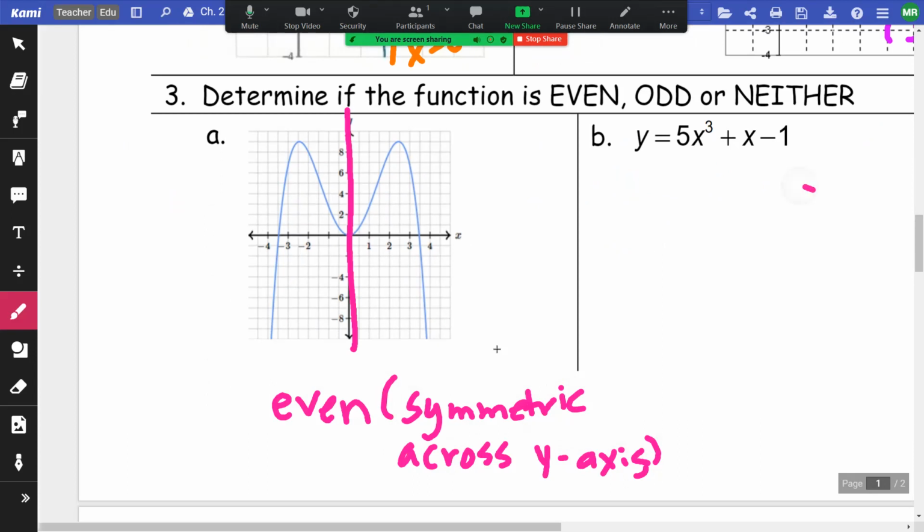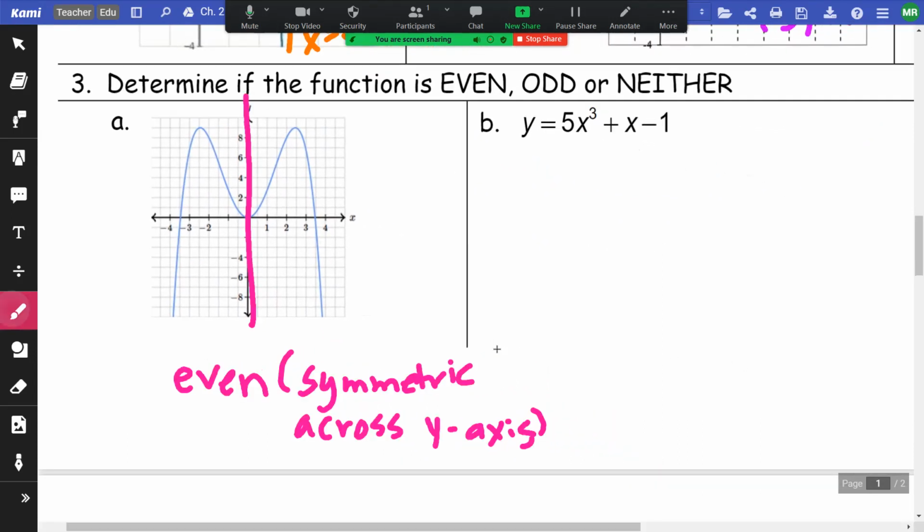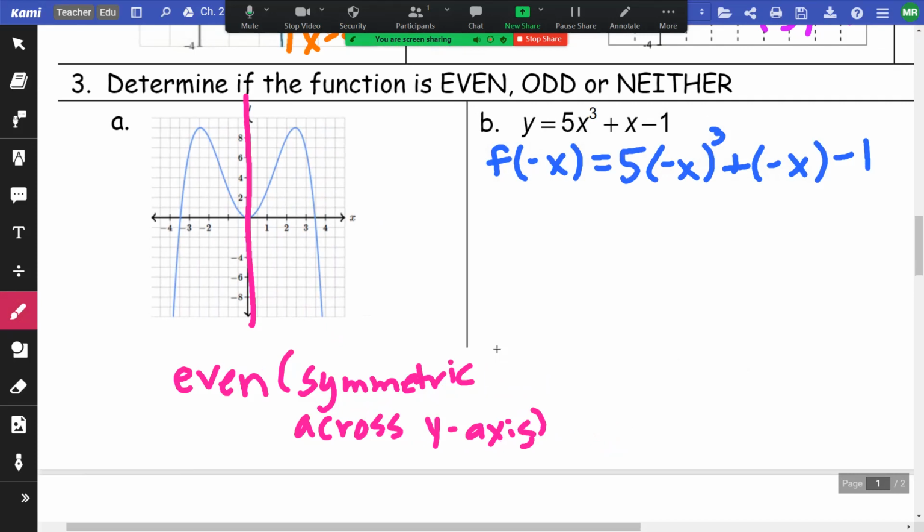Now on B, we have to do it algebraically. So we're going to be putting in a negative. You want to think about it as f of negative x. So I'm going to put in a negative x and cube that, and a negative x minus 1. When I take a negative x and cube it, this is going to be a negative x cubed times 5. That's going to be a negative 5x cubed.